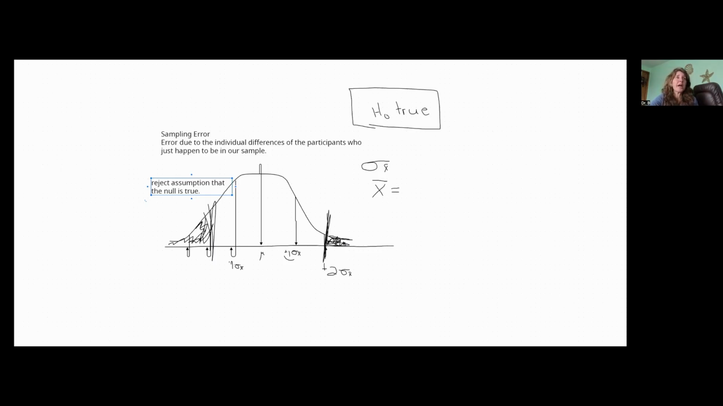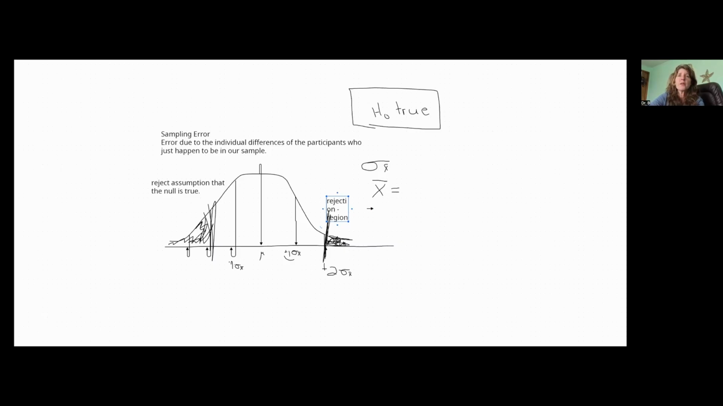We get to decide, not anybody else, whether we're dating or whether we're doing research. We get to decide what's the point where we're going to reject, right? What's the region upon which we're going to reject the assumption that the null is true.